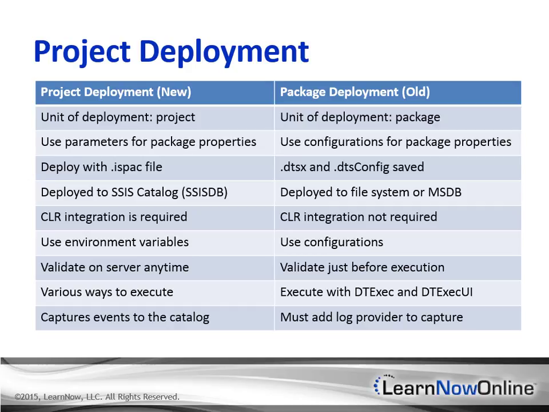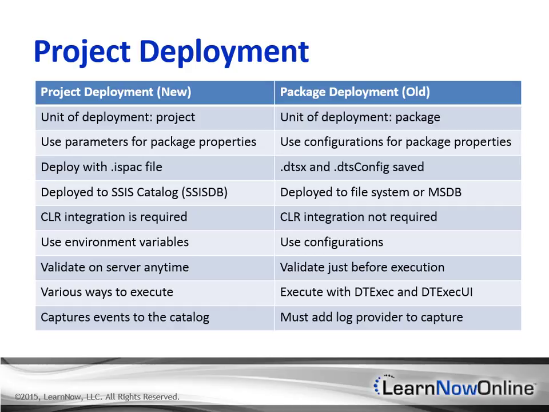Second difference is that parameters are used to assign values to package properties. So this is a new way. Parameters are a relatively new feature of Integration Services. But in the package deployment model, you use configurations, which is a very nice technique. But you need to migrate from configurations to parameters to use the SSIS catalog.